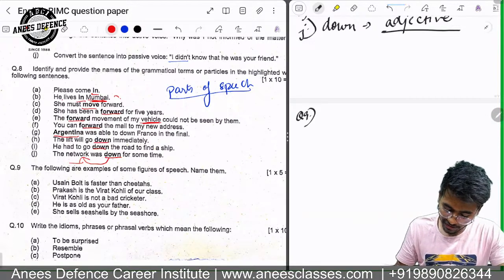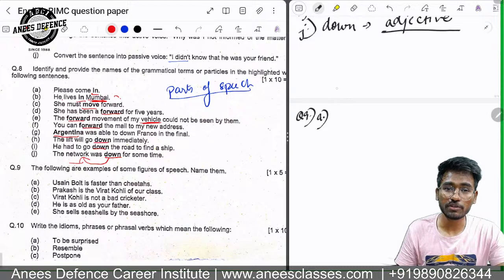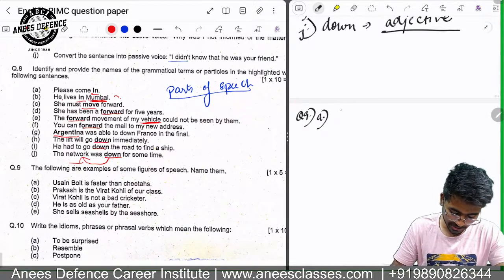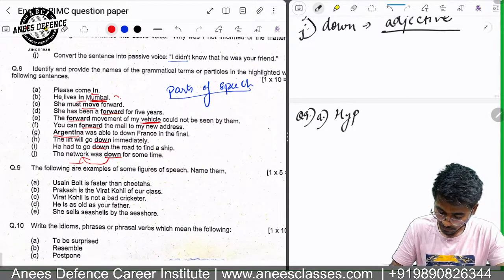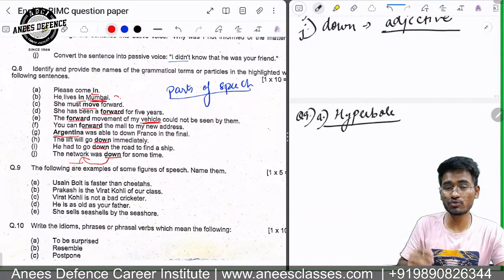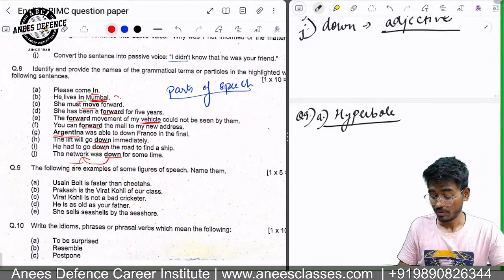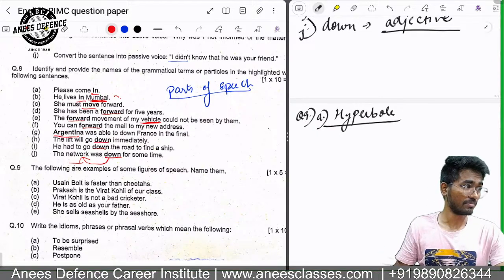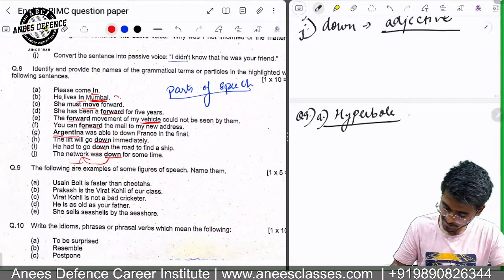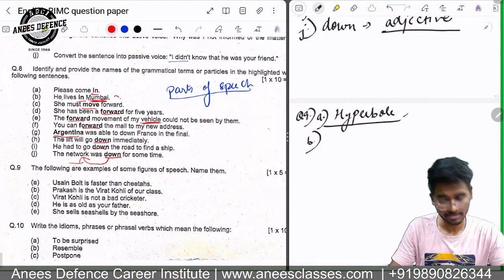Question number 9, you have to identify the figures of speech. The first question, Usain Bolt is faster than cheetahs. Now see, no, it's not a metaphor. It is not a simile also. It is a hyperbole. Why is it a hyperbole? Because this is usually used when you exaggerate something. Usain Bolt is not faster than cheetahs. Cheetahs are faster. But here we have exaggerated to make someone more superior. So it's a hyperbole.